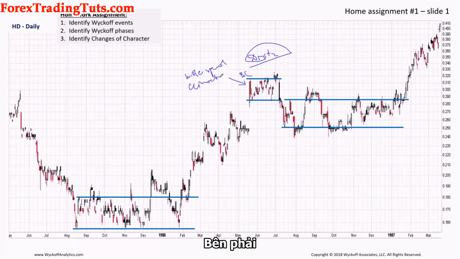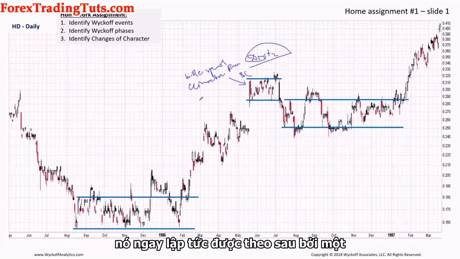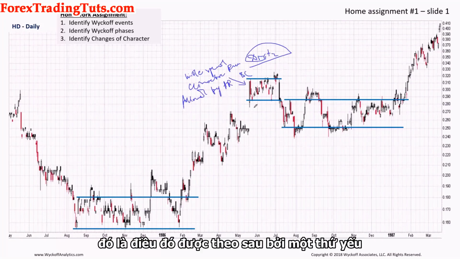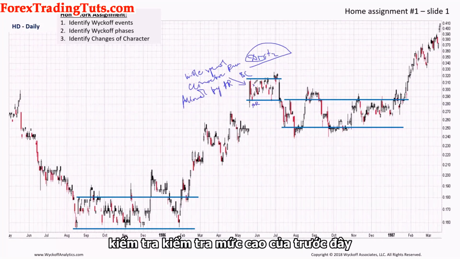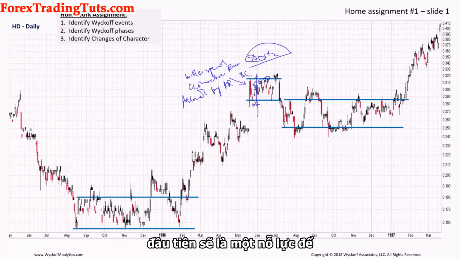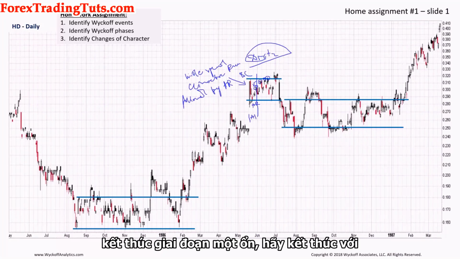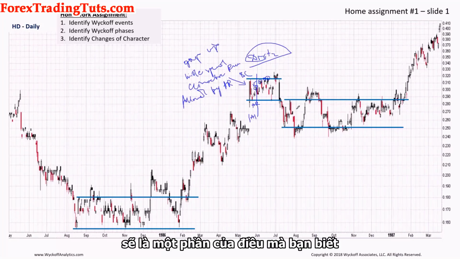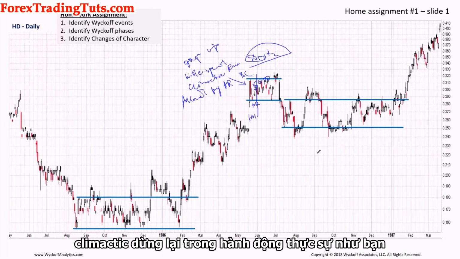Climactic run. Right. And then it's immediately followed by an automatic reaction, and then that is followed by a secondary test which tests the highs of previously established highs. Please note there are quite a few secondary tests here. The first one is going to be an attempt to retest the buying climax. That would conclude phase A. Okay, let's finish with the buying climax. What else? Gap up is going to be a part of that, climactic stopping action.